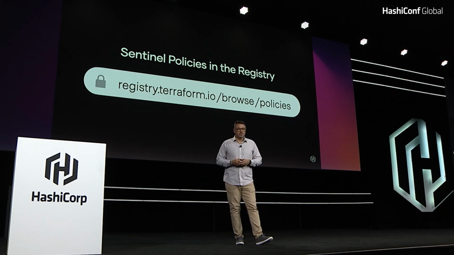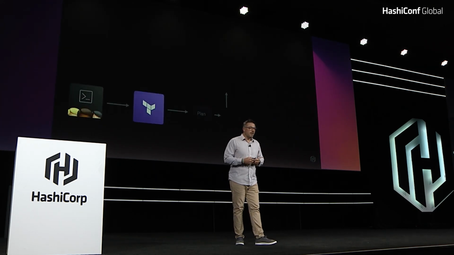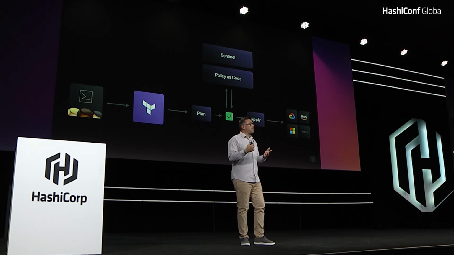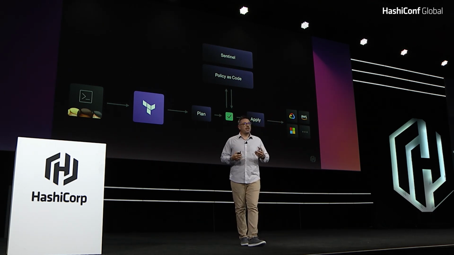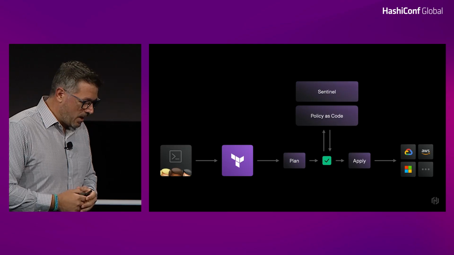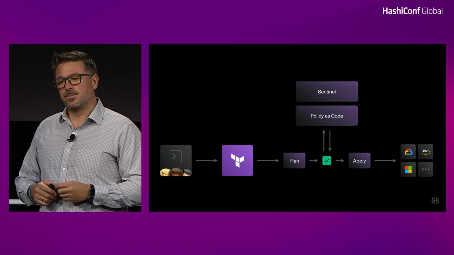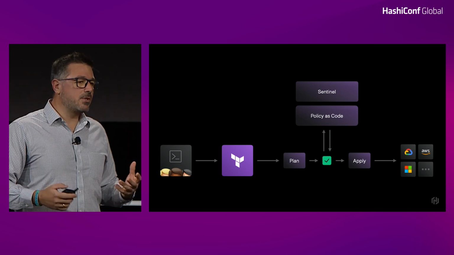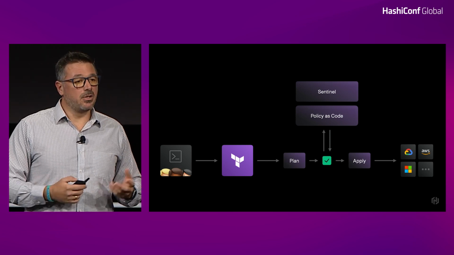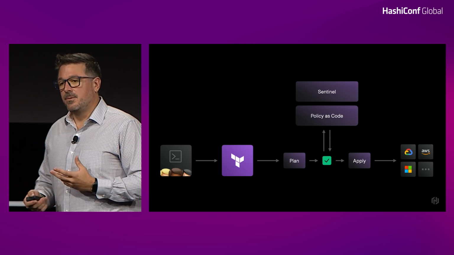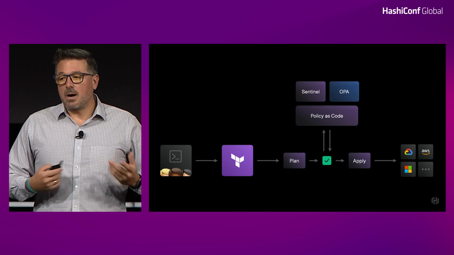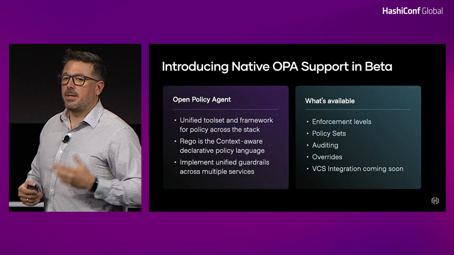For those of you who don't know, the way policy works, it does a check between plan and apply, and it is able to either enforce or prevent an apply from happening, or just advise that something may be weird. Now, the company ethos, in some part, is about workloads, not tools, not underlying technologies. So when you put that lens on this, think about Sentinel, but you can also think about OPA. And so now we're introducing native OPA support in beta.